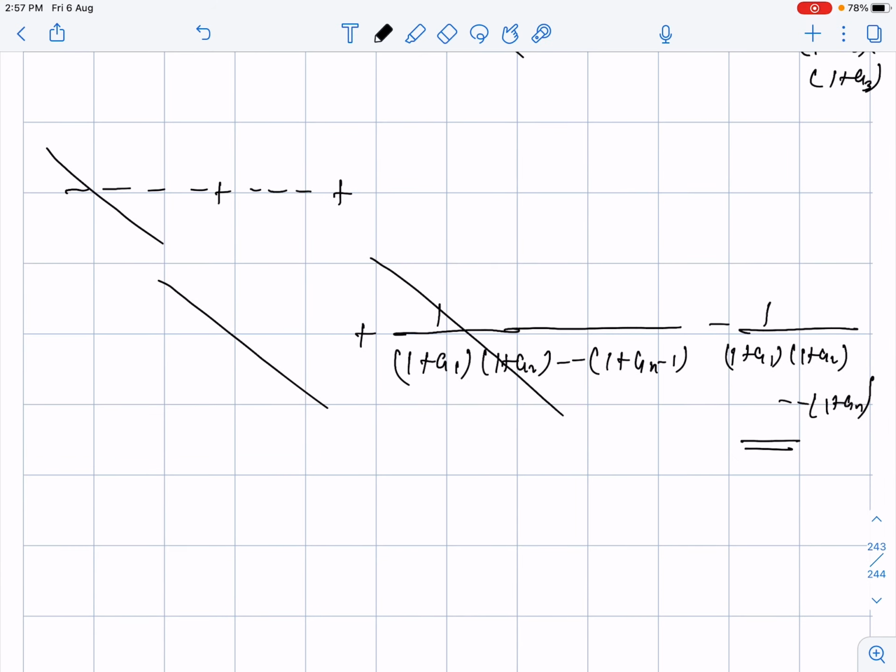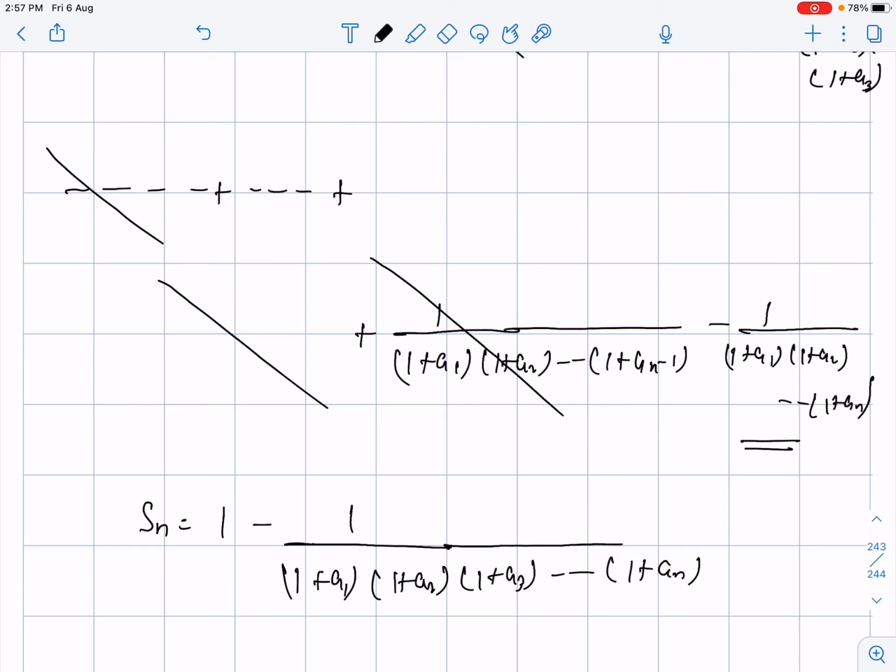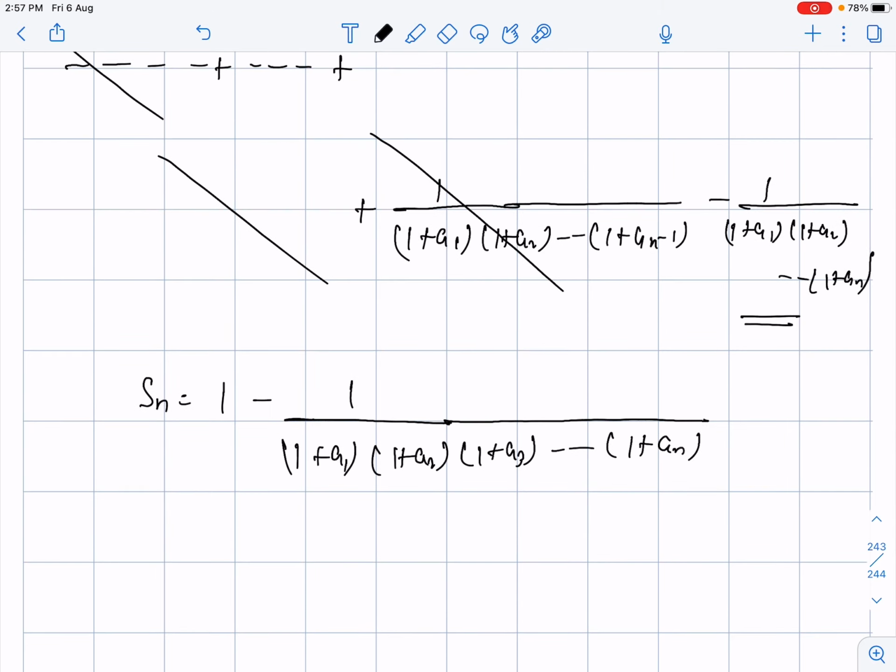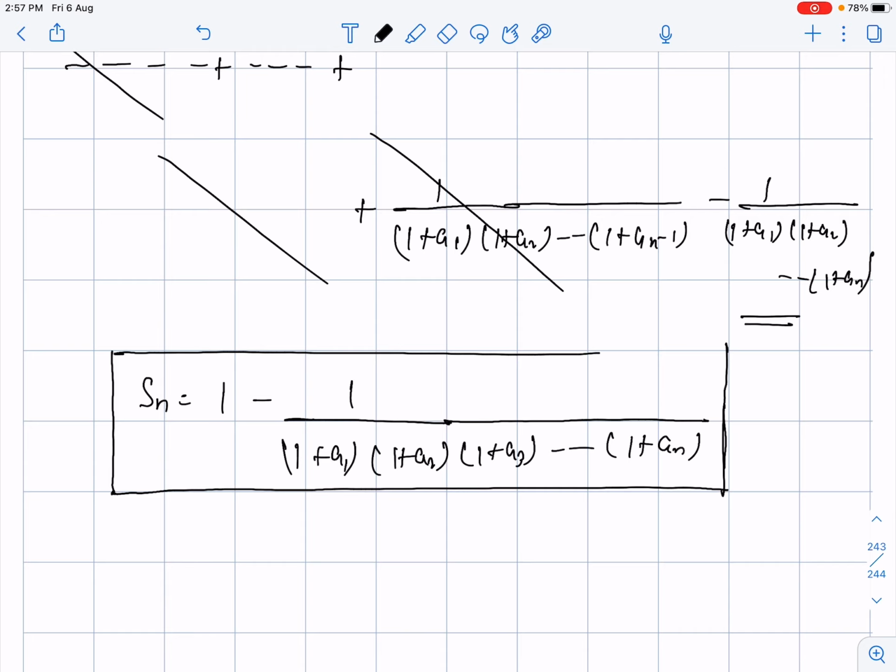So we may write Sn as 1 minus 1 upon 1 plus a1 multiplied by 1 plus a2 multiplied by 1 plus a3 goes on up to 1 plus an. And that will be the final answer for this question. So both the questions are very important. We didn't do any such substitution in the previous questions. Just go through both the questions properly and make a quick note of it.